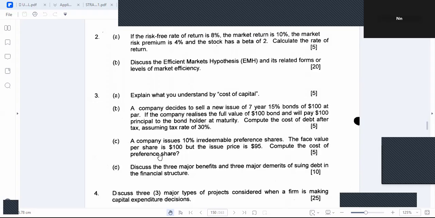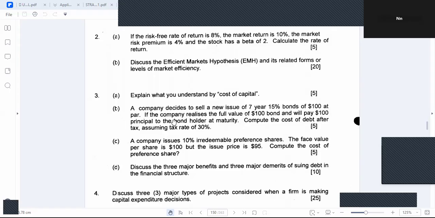Okay. Then question number 3. What do you understand by cost of capital? Question number 3. What is cost of capital? There's a minimum rate of return that a company must earn to maintain its market value and attract funds. The cost of capital represents the opportunity cost of funds for providers of capital, like the lenders or shareholders. It is the return that these investors expect to receive for investing their money in our business.